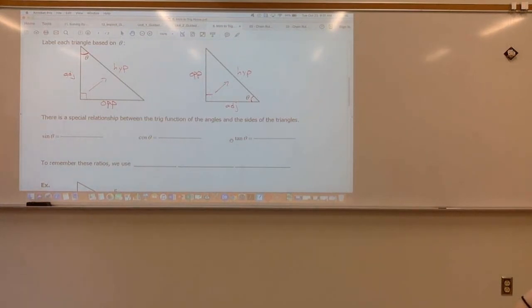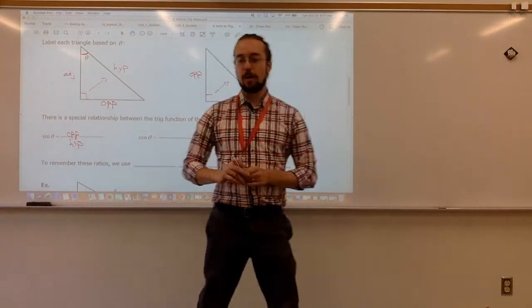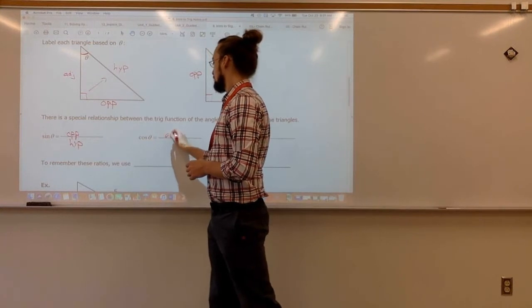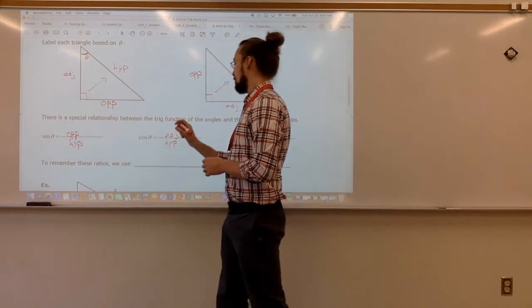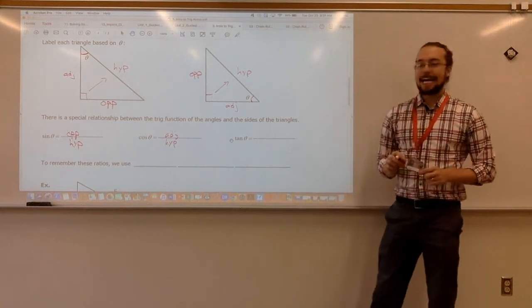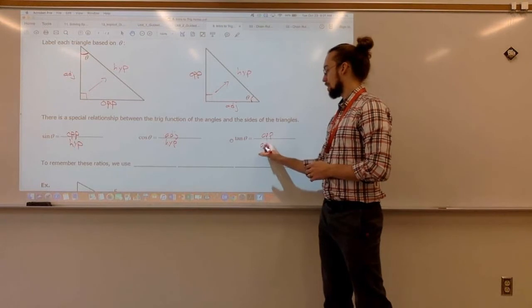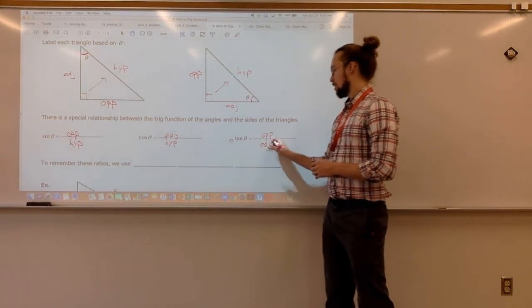The way that we are going to define our sine function is just the ratio of the opposite side over the hypotenuse. The way that we are going to define our cosine function is just the adjacent side over the hypotenuse. And the way we are going to define tangent is the opposite side over the adjacent side.